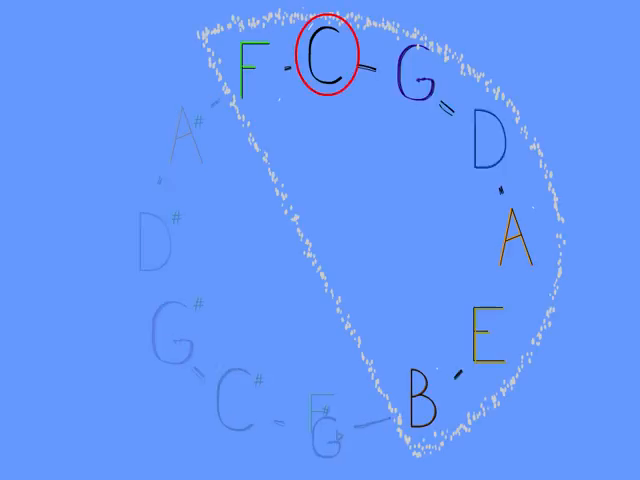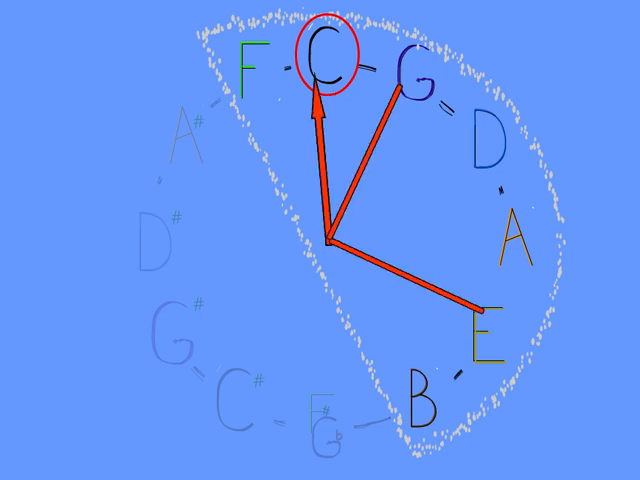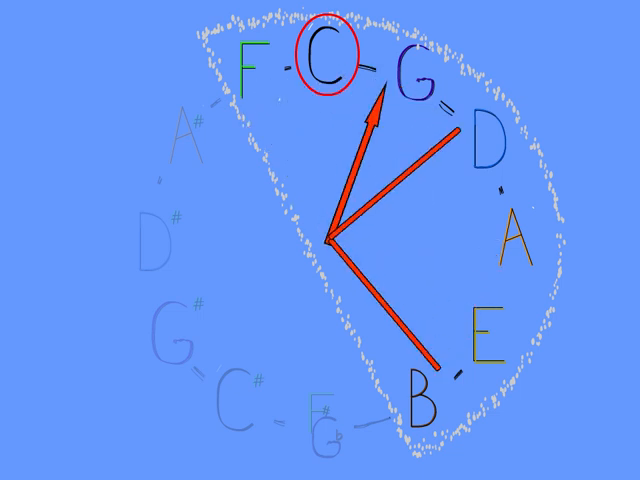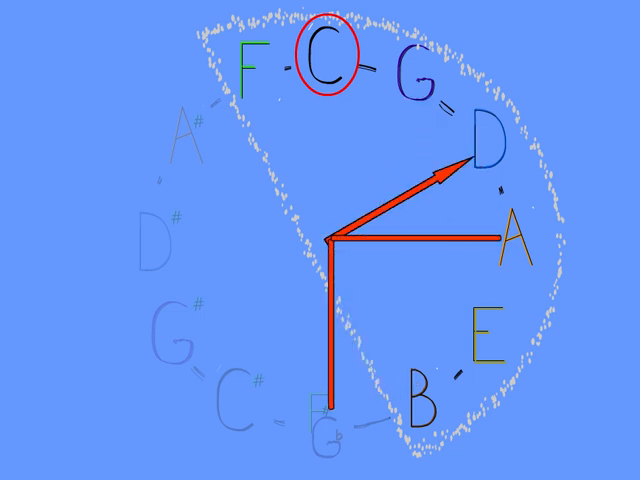Let's use the C major scale again. The triad for C major is C, E, G. If we move to the F, the four note in the scale, this shape gives us F, A, C. The same shape starting on G, the five note, gives us G, B, D. But if we place our shape on the D, we get D, F sharp, A.